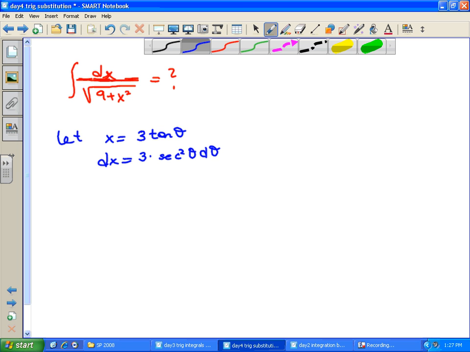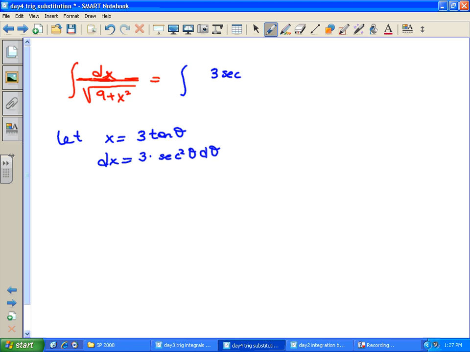So we come back to our question up here. So that integral now becomes the integral of, okay, instead of dx, I'm going to write 3 secant square theta d theta. And in the denominator, I will write the square root of 9 plus. Instead of x squared, what shall I write? I need to square the x, right? If your x is 3 tangent theta, x squared will be 9 tangent square.